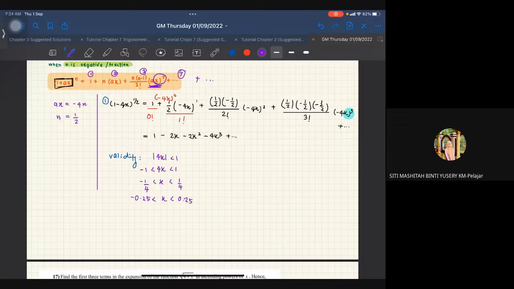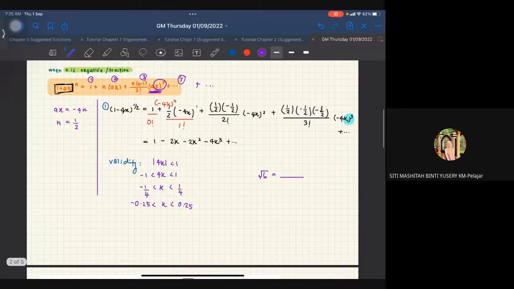Okay, so value of x ni dia kena ada range sebab for binomial expansion, remember last time I said to you that the value of binomial expansion is not gonna be the same as when you press your calculator. Contohnya awak ada 1 plus 2 times... Contohlah, awak nak cari cert 6. Okay, so awak nak cari cert 6, bila awak tekan kalkulator, awak akan dapat satu nilai. Okay, compare to when awak ada cert 6 yang dalam bentuk binomial expansion.